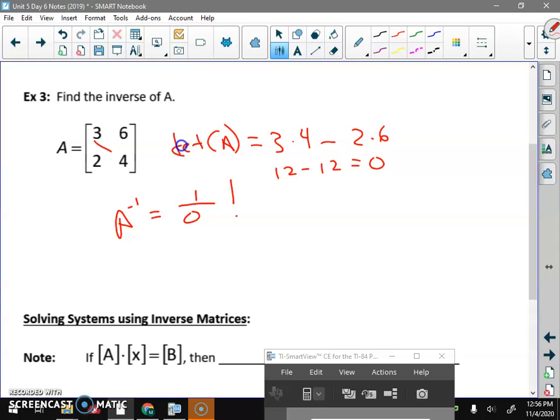What that means, take a guess. The answer is, if the determinant of a matrix is 0, that means A is singular. There is no inverse. What does the calculator do? I don't know. Let's check it out.